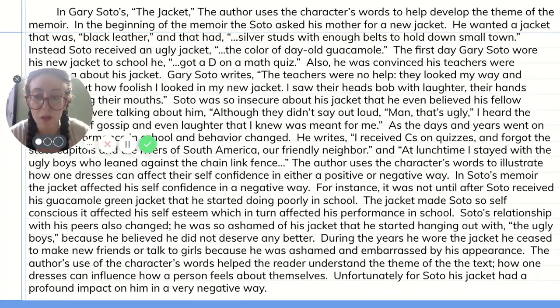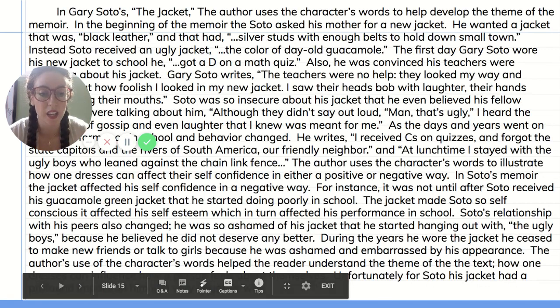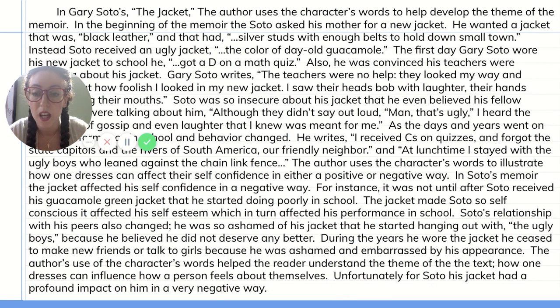Soto's relationship with his peers also changed. He was ashamed of his jacket. He was so ashamed of his jacket that he started hanging out with the ugly boys because he believed he did not deserve any better. During the years he wore the jacket, he ceased to make new friends or talk to girls because he was ashamed and embarrassed by his appearance.